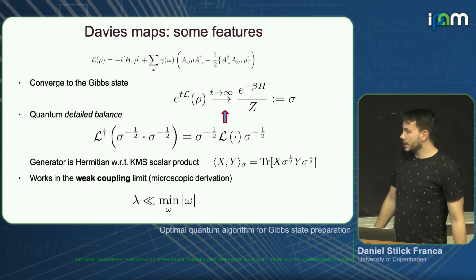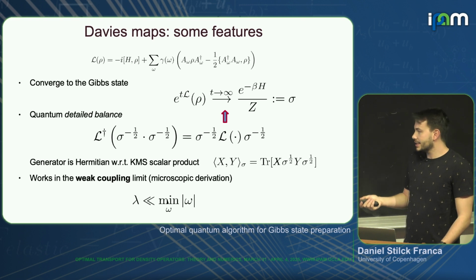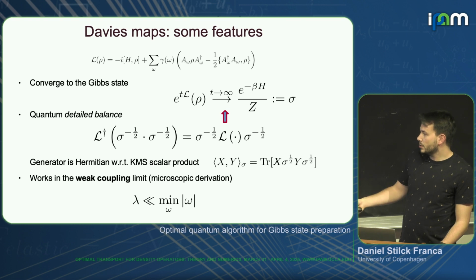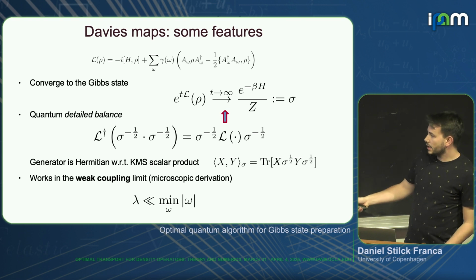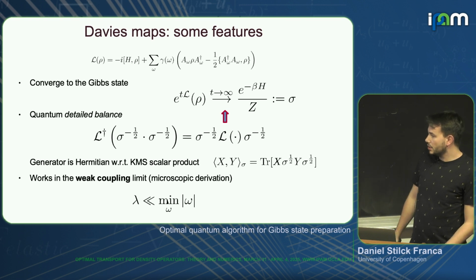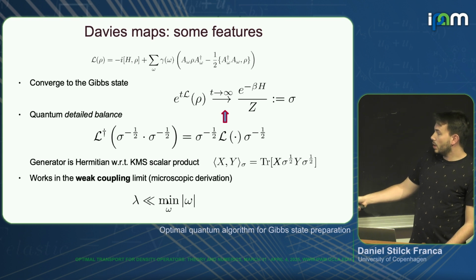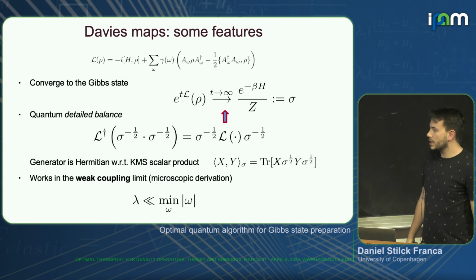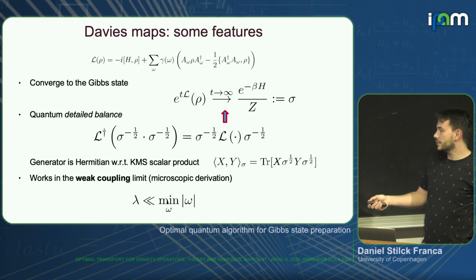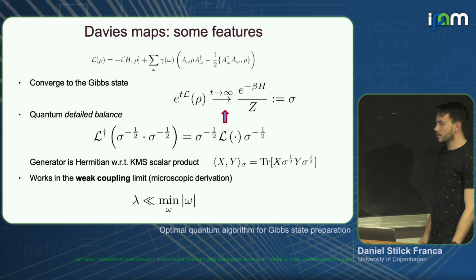And one of the possible ways of quantizing this idea is this property over here. So this guy is the evolution in the Schrödinger picture, and this guy is the evolution in the Heisenberg picture. And you have this equality once you weigh them with the square root of the state. And it turns out that this is equivalent to the generator being self-adjoint when you choose this scalar product between matrices.